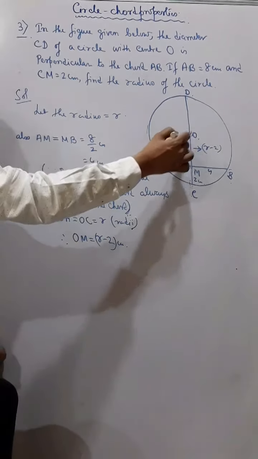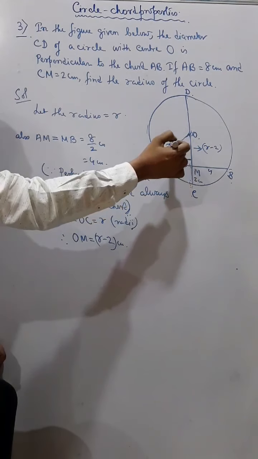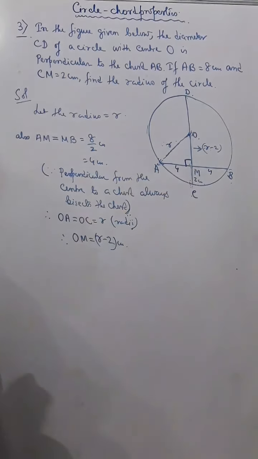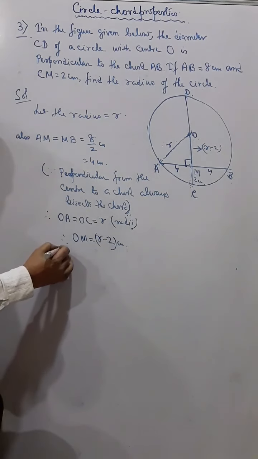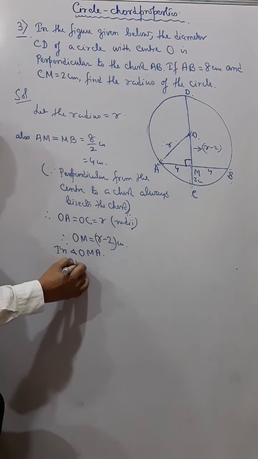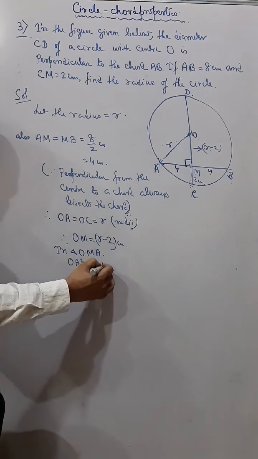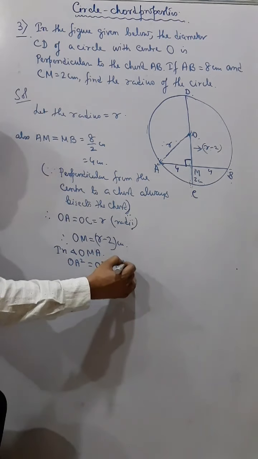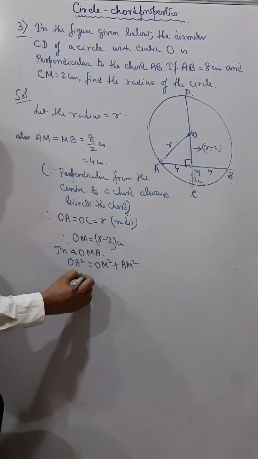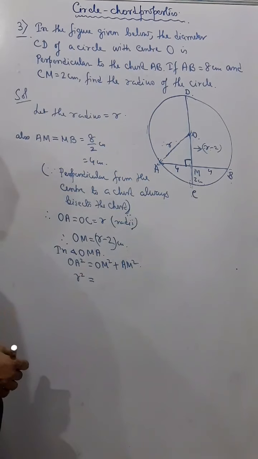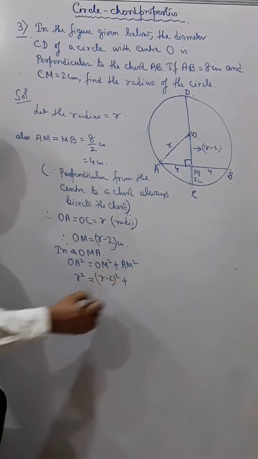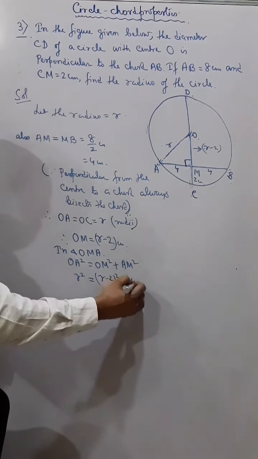Okay, now you can understand, if I use this triangle, we can use Pythagoras theorem, so we will get an equation, and from there we can get the value of R. So now we can say in triangle OMA, OA square is equal to OM square plus AM square. So OA, that is R square, equals R minus 2 whole square, and then 4 square, right?